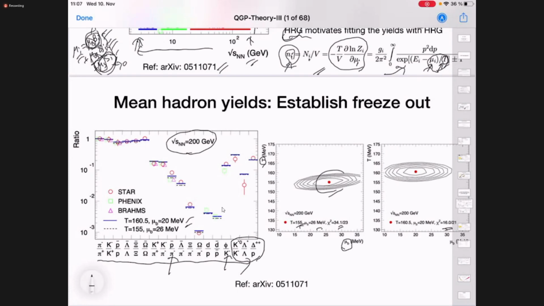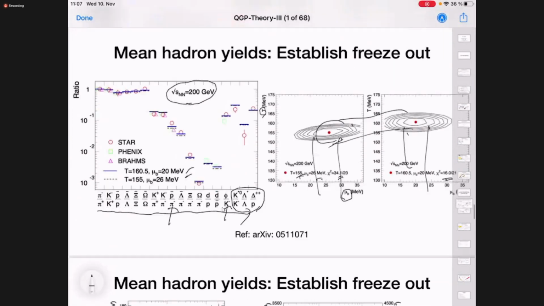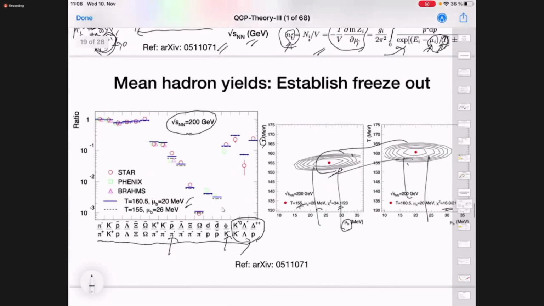Somehow they thought, okay, maybe if I just remove these and take the others, then you get a nicer fit. But anyway, up to certain MeV, broadly it's in a similar ballpark, right? The temperature and mu. So of course there will be systematics, but overall you can do quite a good, robust estimate.